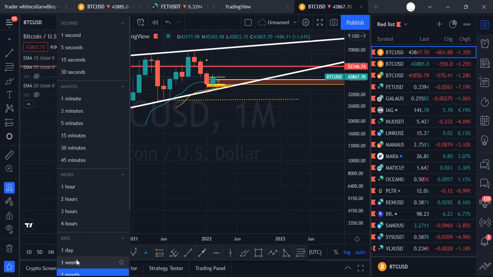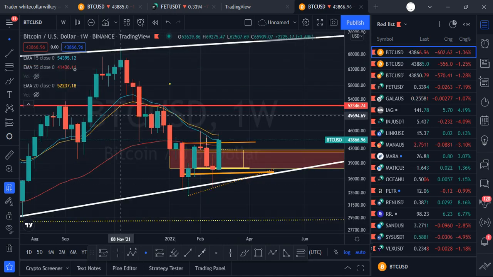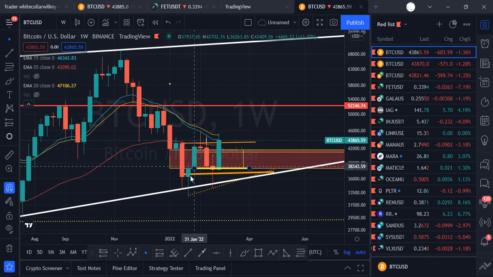Okay, back into the weekly again, having a look at that, and you can see it's sort of that W, the way it's ranging, it's consolidating, it's bunching up there. It's like it's bunching up, coiling up for a move upwards and outwards.